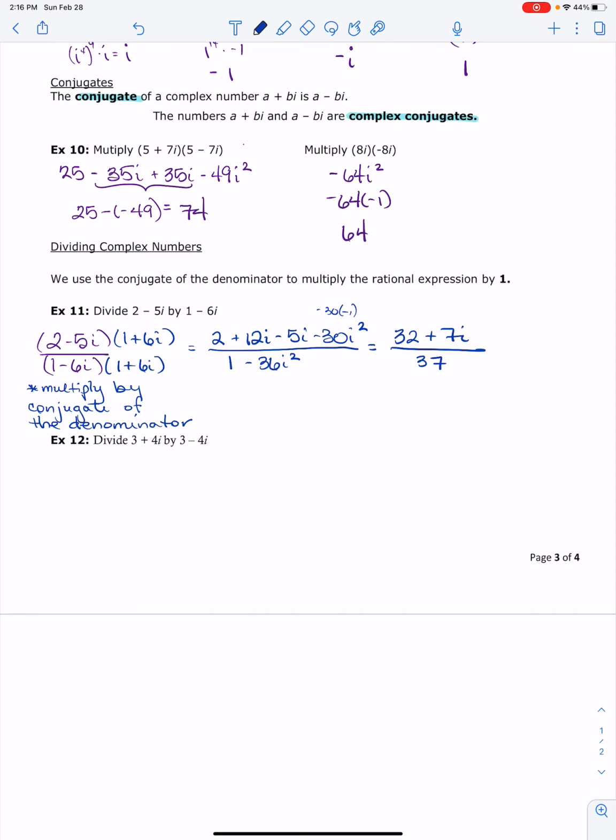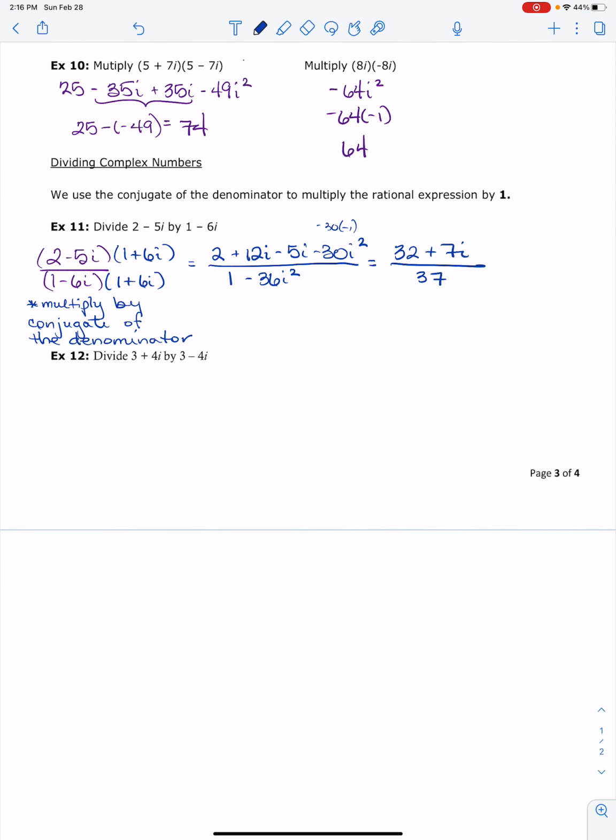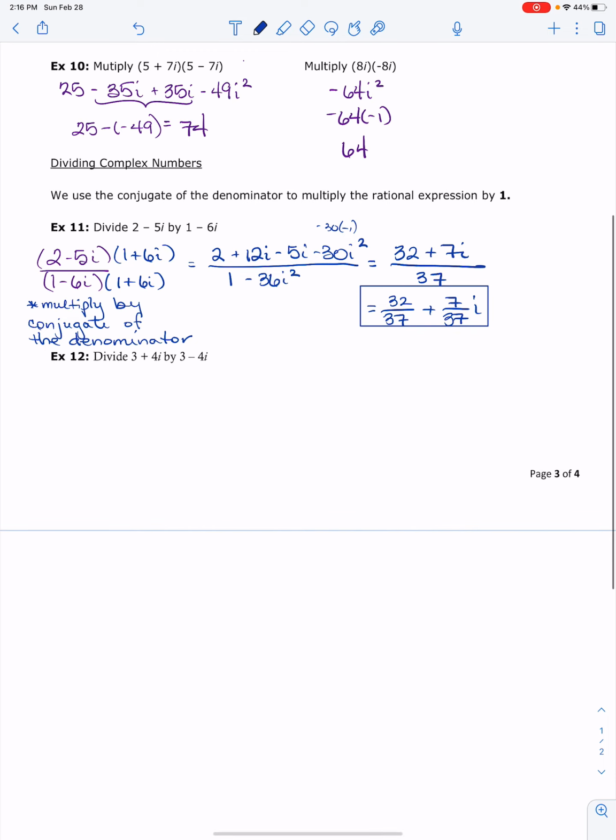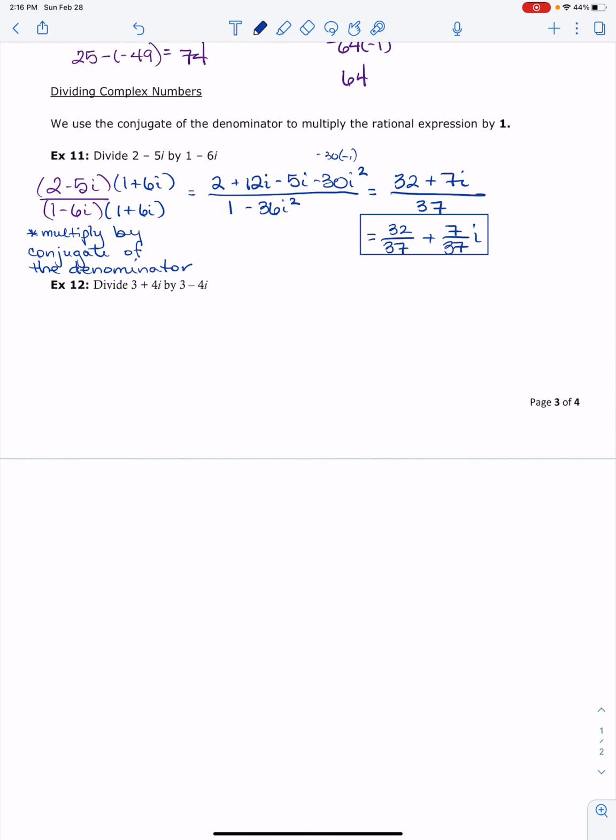And because we want this in a plus bi form, we've got to separate this into a real part and an imaginary part. We get 32 over 37 plus 7 over 37i, or 7i over 37, both work. Real part, imaginary part. And there we go. So let's do this one more time. If you'd like to practice this, this would be a great time to pause the recording, take a shot at this, then unpause and come back and compare.